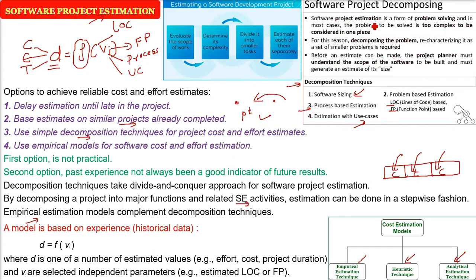Project estimation is problem solving, and we assume it to be too complex, so we decompose the problem. I am telling you again and again because until you divide it properly in terms of lines of code and function points, the project planner has to understand that when the scope is decided, the next part is sizing, and sizing comes from lines of code and function points only. So decomposition is the basic parameter here.